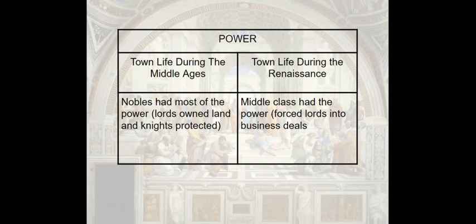So after the Black Death and the dissolution of the feudal system, we have the Renaissance. So we have town life during the Renaissance. The middle class had the power and forced lords into business deals. So now, and we're going to kind of talk about this in the next slide, it's becoming more about what kind of business you have and what kind of money you have, and less about what family you were born into.